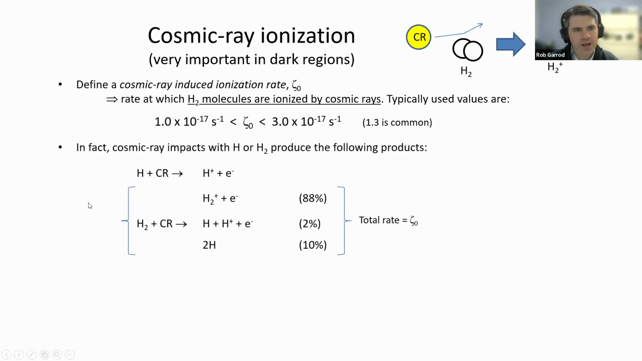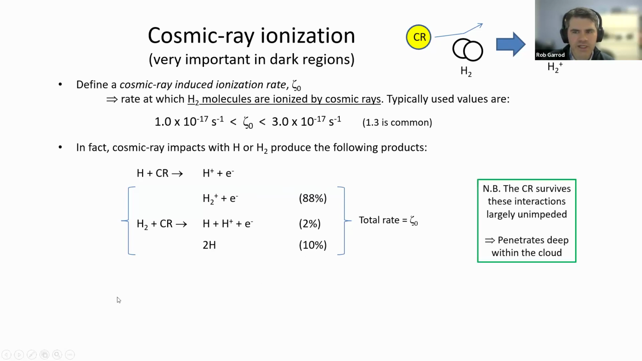Okay, so what happens when that ionization process happens? Well, if you have atomic hydrogen, you'll just ionize it. If you have molecular hydrogen, there are actually a few things that can take place. The most likely is that you do ionize it, but you can also break it up in various ways. In fact, that cosmic ray ionization rate technically includes all of those processes. Now, when this happens, the cosmic rays survive.